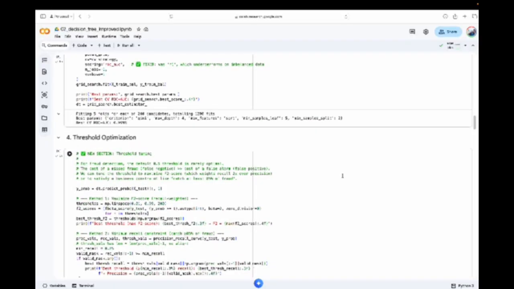By default, the model uses a 0.5 threshold to classify fraud, but that's not ideal here. Missing a fraud is much more costly than a false alarm. So I optimized the threshold using F2 score, which gives more importance to recall. This allows the model to catch more fraud cases, even if it slightly increases false positives.